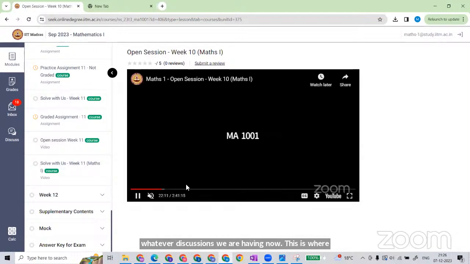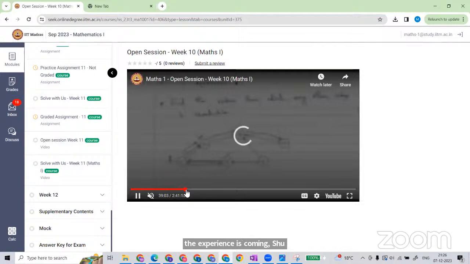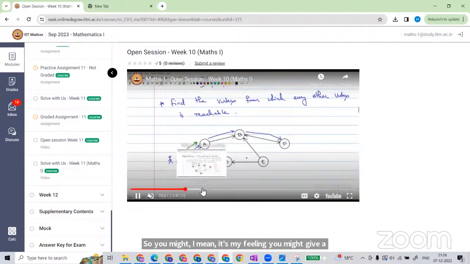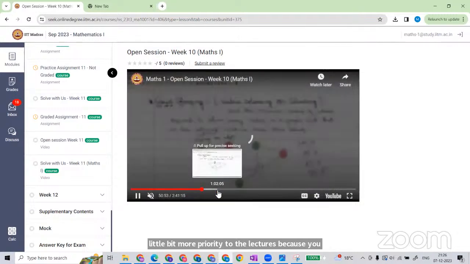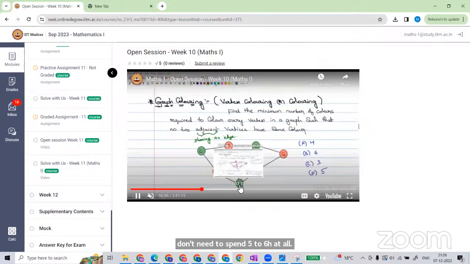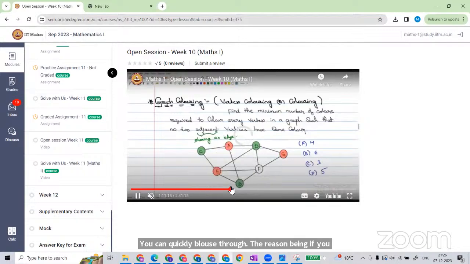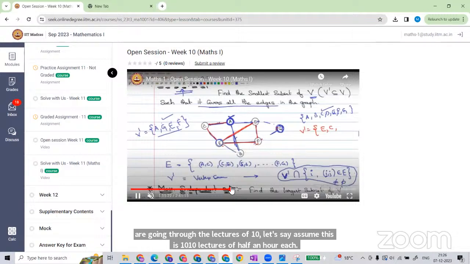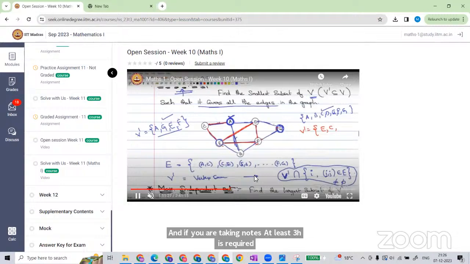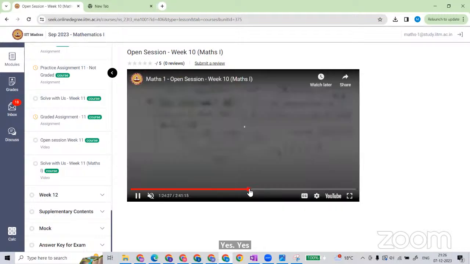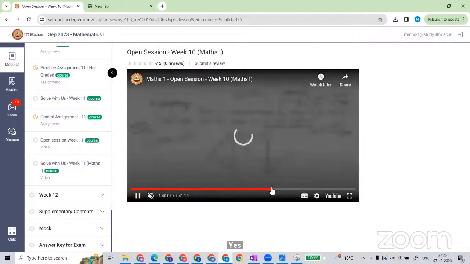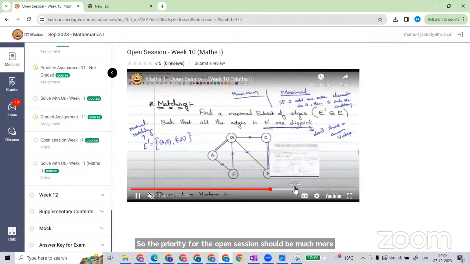It's my feeling that you might give a little lower priority to the lectures, because you don't need to spend 5 to 6 hours. You can quickly browse through. If you go through, say, 10 lectures of half an hour each, 5 hours are gone, and if you are taking notes, at least 3 more hours are required. You would spend 8 hours. But all this is covered in 2.5 hours in these two sessions, with more practical examples. So the priority for the open session should be much higher than the lectures. We were not aware of this; only now are we getting to understand it.